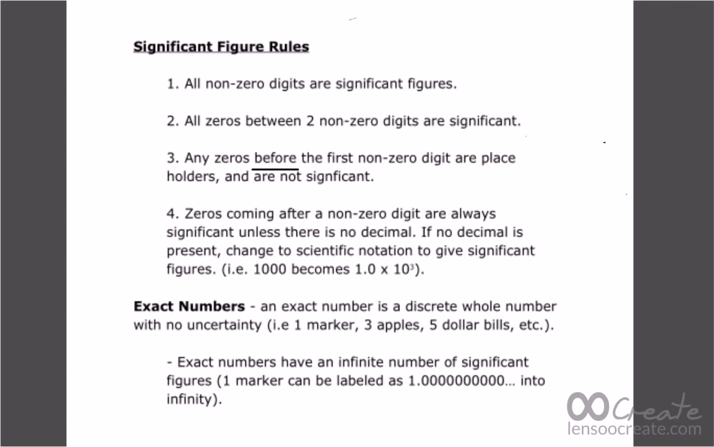We mention exact numbers here because exact numbers are in a special camp. They have an infinite number of significant figures. So you see there it says 1 marker can be labeled as 1.000 all the way into infinity. That's because 1 marker is exactly 1 marker. It means there's an infinite number of zeros after that because I know exactly how many markers I have. There's no uncertainty in it, and I can't have 1.5 markers. I can't have 1.386 markers. I have 1 marker, or 2 markers, or 3 markers. And the zeros can continue indefinitely past that.